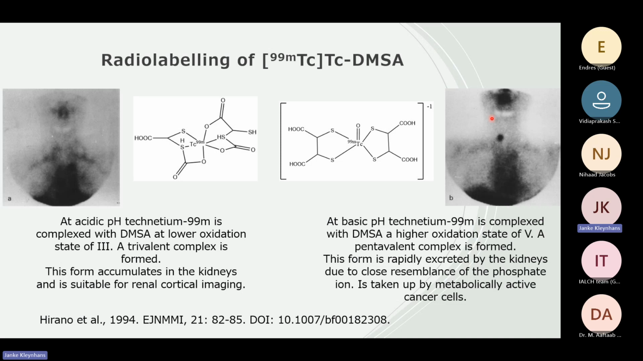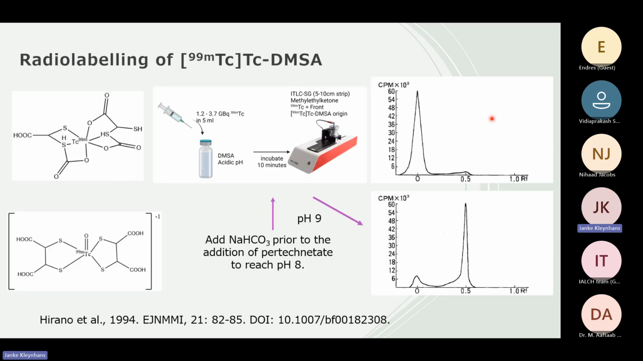So if the pH that this is labeled at is wrong, if there's something wrong with the kit, you will not get accumulation in the renal cortical imaging area. So it's always important to do your QC. Yeah, so the labeling process, again, just quickly. To make the renal one, you will add the DMSA at acidic pH. It is in the kit vial formulation already.